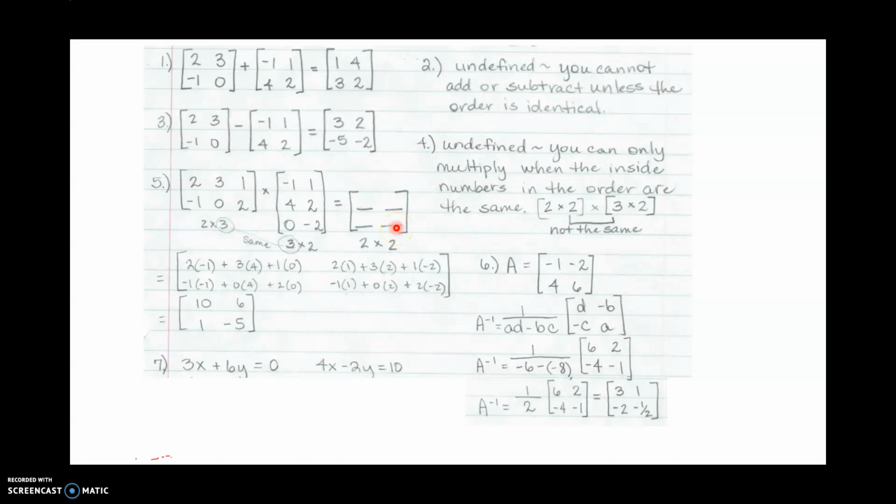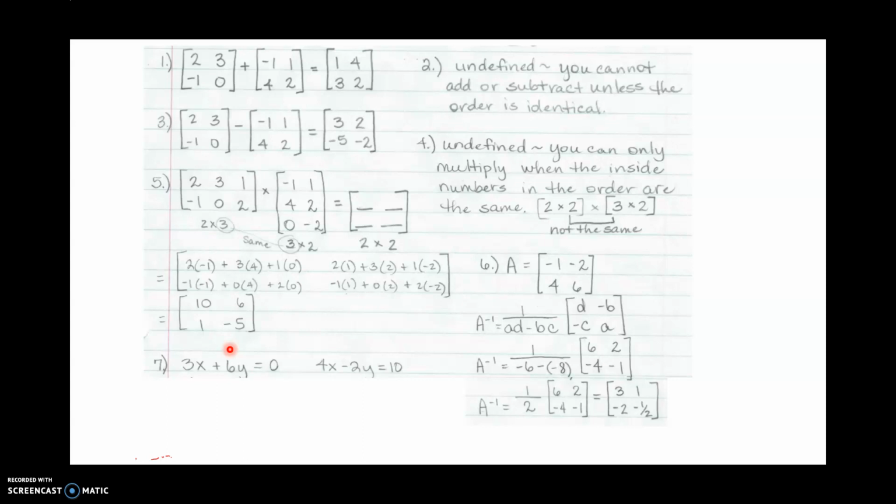Yes, row 2, column 2. So I'm going to take my second row times my second column. So I'm going to do -1 times 1, 0 times 2, and 2 times -2. So that gives us what we've got right here, which is our -5. All right, so that's how we multiply our two matrices.